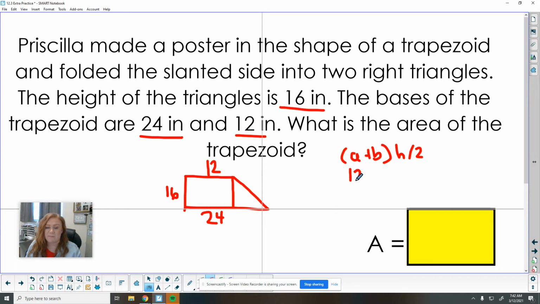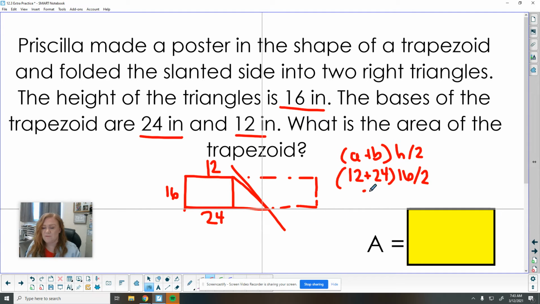So here we have base. The top base is 12. The bottom base is 24. The height is 16. And then we'll have to cut it in half, because when we're adding 12 and 24, we're actually finding this entire parallelogram. We need to cut it back in half to just have our trapezoid.